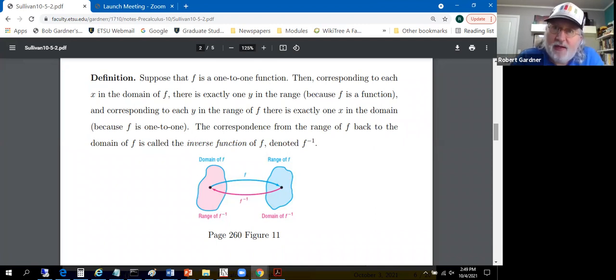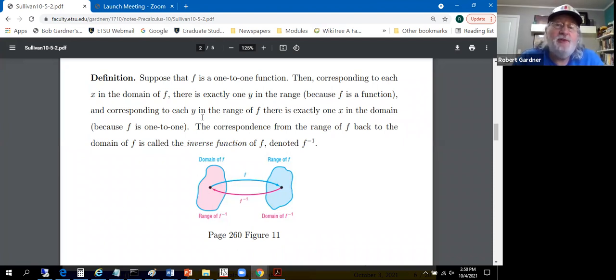You'll encounter this concept again in Precalculus 2 when you start to deal with inverse trig functions. But the basic composition of functions, one-to-oneness, and inverse function material is in these sections right here. Suppose f is a one-to-one function. Then, corresponding to each x in the domain of f, there is exactly one y in the range. That's just because it's a function. One input value in the domain yields exactly one output value in the range.